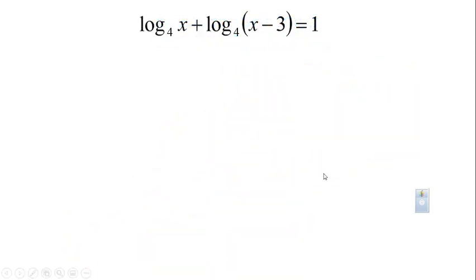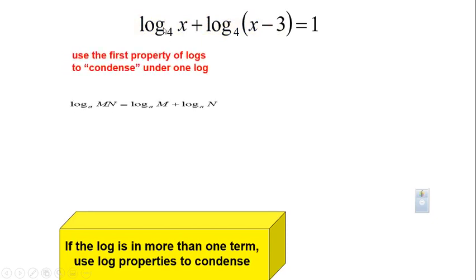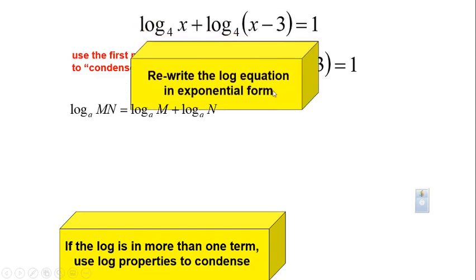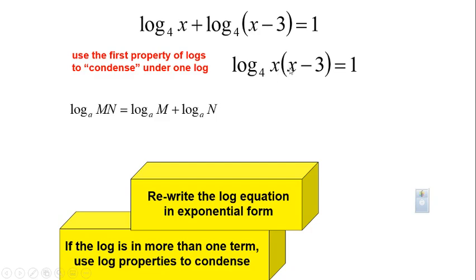So here's an example. Log base 4 of x plus log base 4 of x minus 3 is equal to 1. So we have two logs here, and they have the same base. So we can combine them by using the product property. So log base 4 of x plus log base 4 of x minus 3 is just log base 4 of the quantity x times x minus 3. Now that I have that, I'm kind of stuck because I need to get x by itself. I just rewrite this as exponential form. So we have x times x minus 3 is equal to 4 to the power 1.